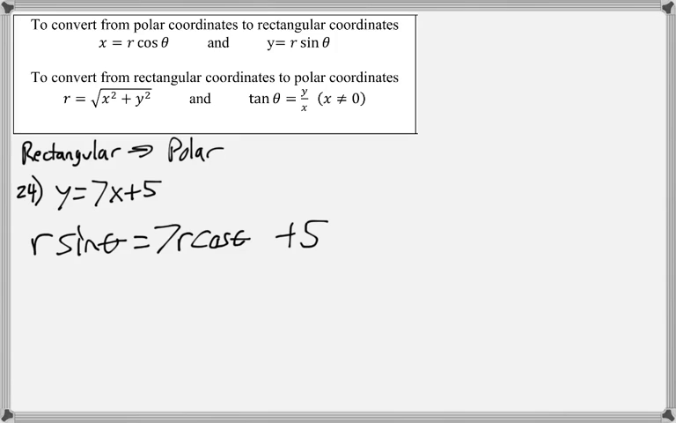So I have r's on both sides, and that's kind of an issue because I want to have just one r on one side isolated for itself. So my first step is to get every term that has an r onto the same side. So let's move this term over to the other side.